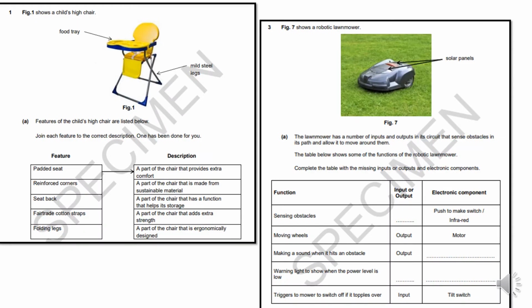These are an example of the sort of questions you get. This is for the core section on the left. So that one's about a child's high chair, so there's some elements of metal and plastic on that. And then the second question is an electronics question where they're asking about the function of the electronic product.